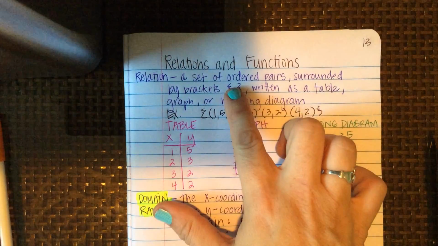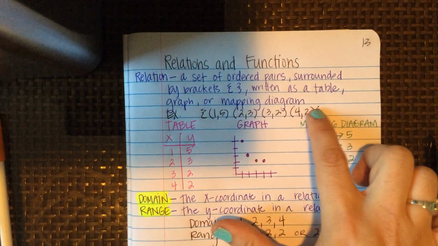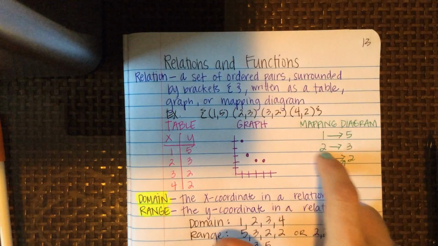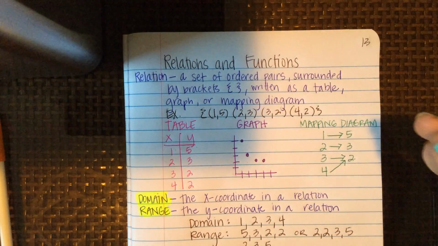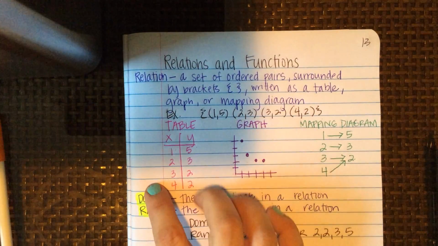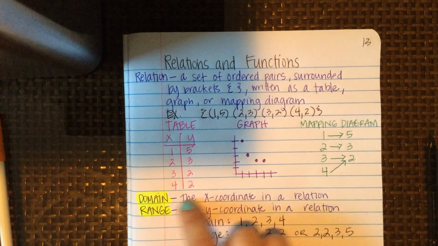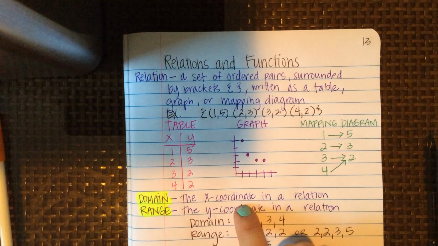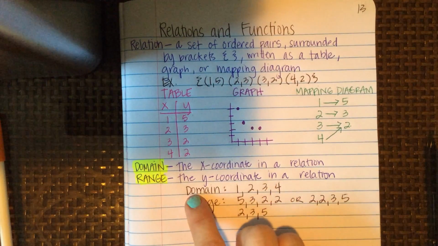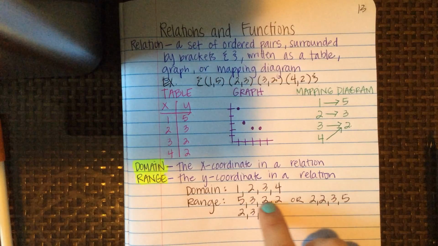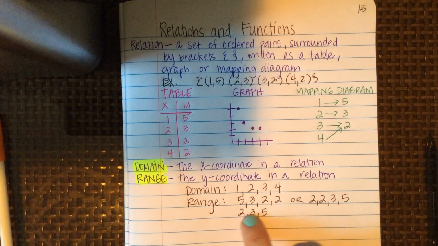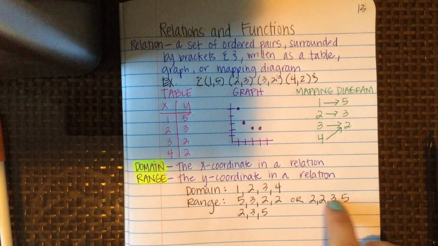So again, in a relation, we can have an ordered pair set, we can have a table, we can have a graph, or we can have a mapping diagram. All of those are relations, meaning that they're just ordered pairs. They're numbers that belong together that describe a situation. Inside the relation, there's a domain, which is the x value, or the x-coordinate, and the range, which is the y-coordinate. You can list them out. If you want, you can put them in order, least to greatest, and you can take out duplicate data.